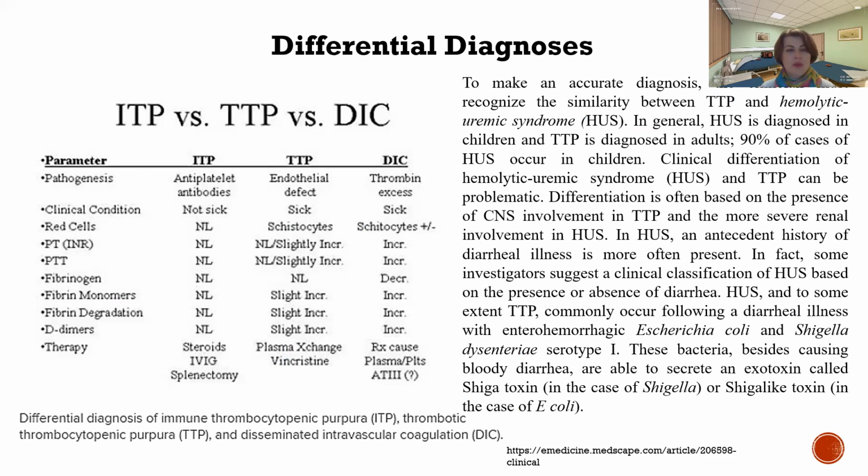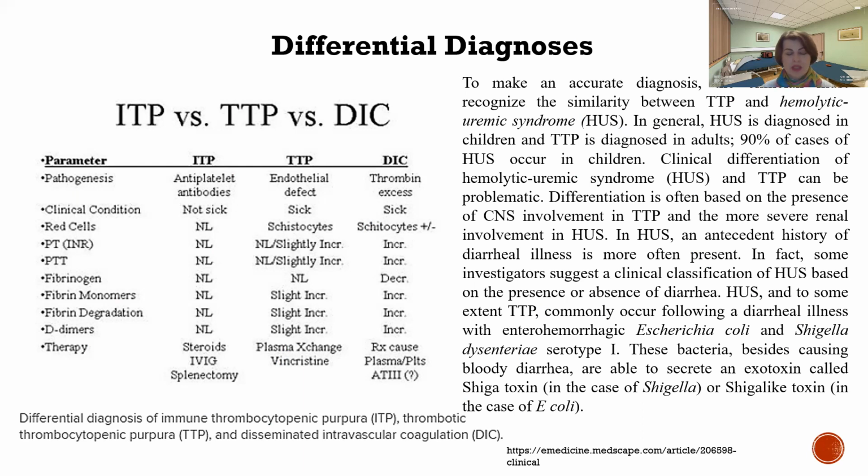If you compare immune thrombocytopenic purpura, thrombotic thrombocytopenic purpura, and disseminated intravascular coagulation syndrome, you will observe the causes, I will remind you: immune thrombocytopenic purpura is antiplatelet antibodies, thrombotic thrombocytopenic purpura is an endothelial defect, and disseminated coagulation is thrombin excess. Clinical condition: a patient with immune purpura does not feel sick, but in thrombotic thrombocytopenic purpura and disseminated coagulation the patient feels sick. In RBC, we will see schistocytosis in patients with thrombotic thrombocytopenic purpura and disseminated coagulation, and no important changes in the patient with immune purpura.